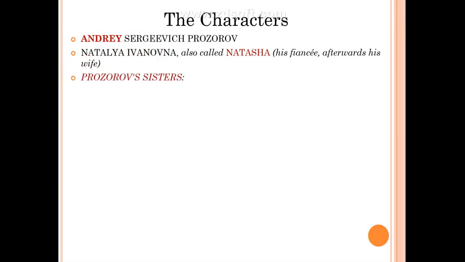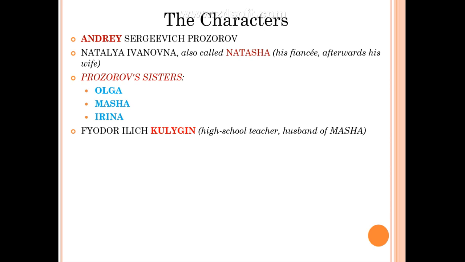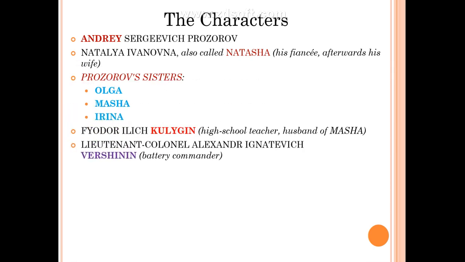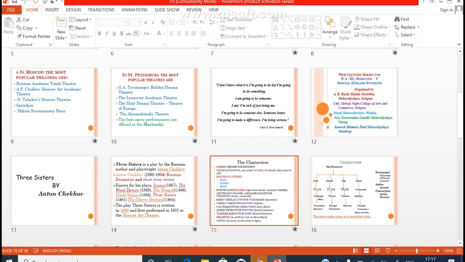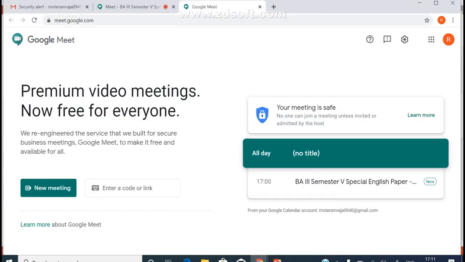Then the three sisters in the family of Prozorov. What are the names of these three sisters? Olga, Masha, and Irina. Olga is the eldest, Masha is the middle sister, and Irina is the younger sister in the family. Then we have Kuligin. He is a school teacher and the husband of Masha. Then we also discussed the military persons. First is Lieutenant Colonel Versinan, a military man.